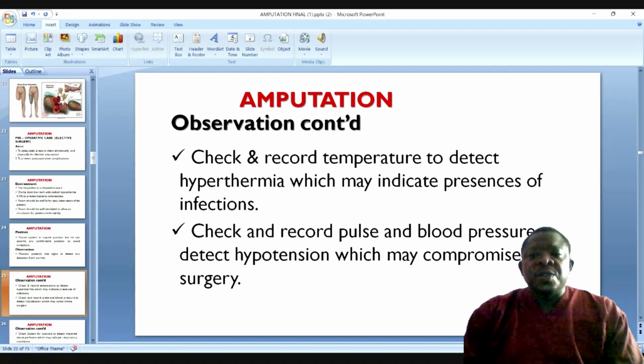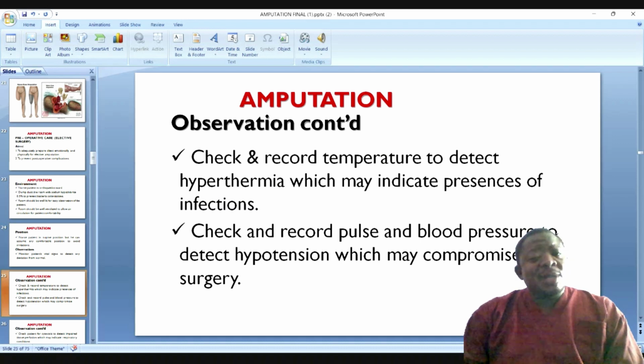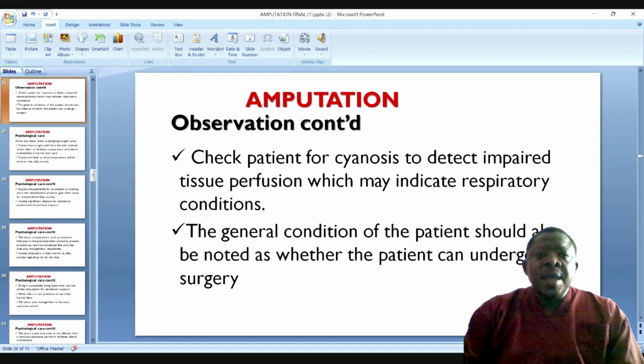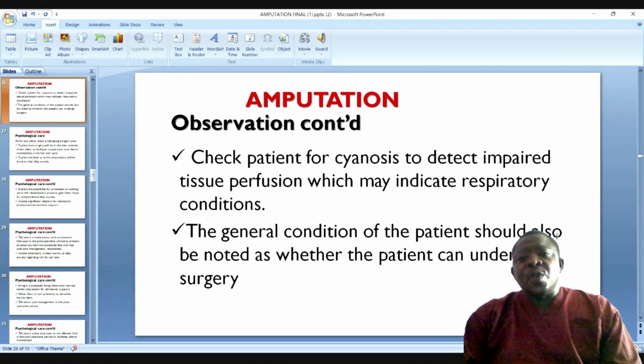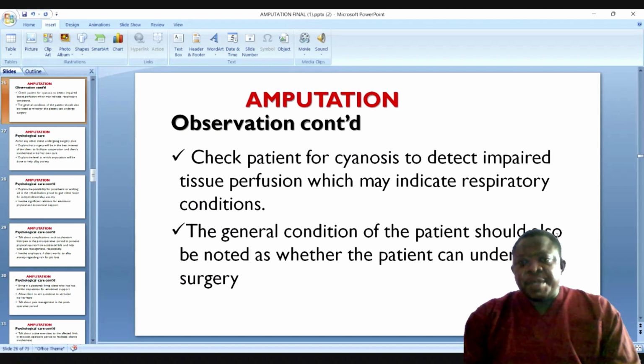Okay, check and record pulse and blood pressure. If there is hypertension, okay, you cannot conduct surgery when the patient has high blood pressure. Okay, if the patient has hypertension, it may also compromise the surgery. Check the patient for cyanosis to detect impaired tissue diffusion, which may indicate respiratory conditions. The general condition of the patient should also be noted, as to whether the patient is fit to undergo surgery.